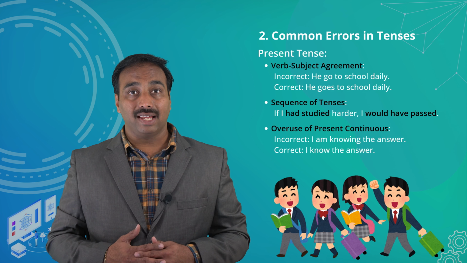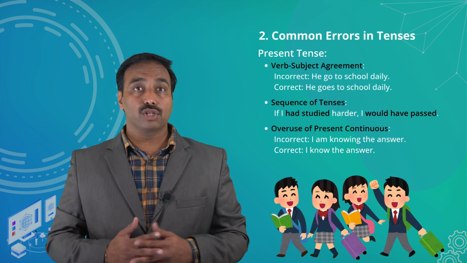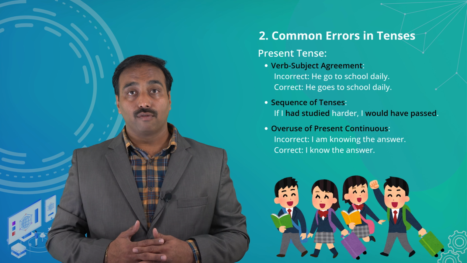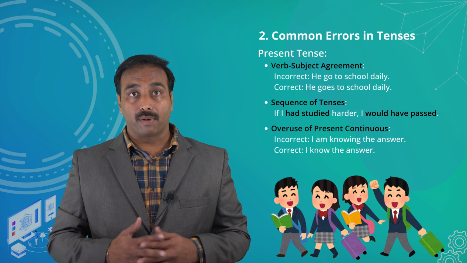"He go to school daily" is an incorrect example. "He goes to school daily" is the correct one. Sequence of tenses. Maintain consistency, especially in conditional and reported speech. For example, "if I had studied harder, I would have passed" is the appropriate one.